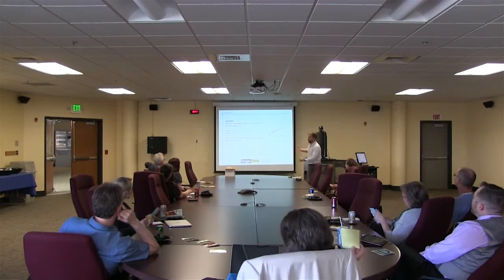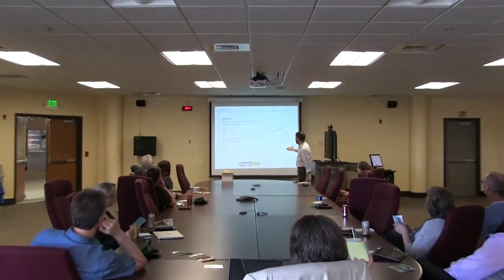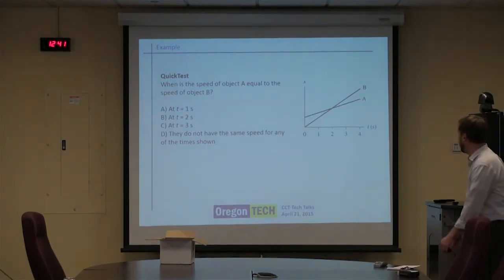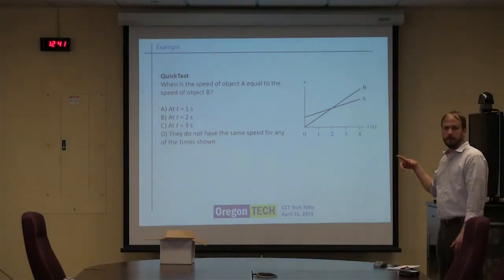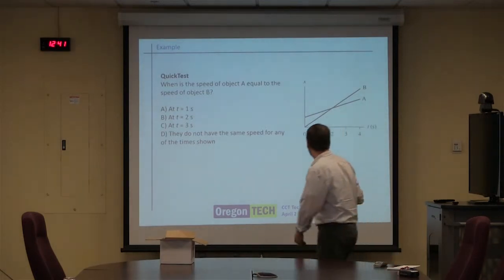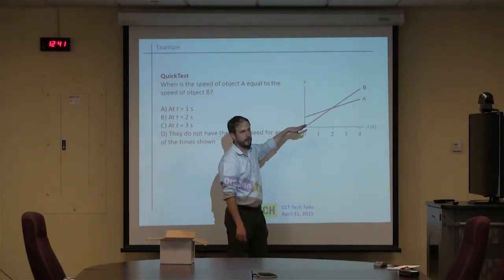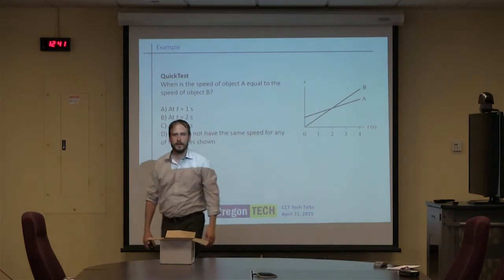So the instructor then provides the answer. The answer is D. They don't have the same speed for any of the times shown. If the slope of the graph is a measure of the speed, the slopes of the two curves are constant, and they're always different at all times.